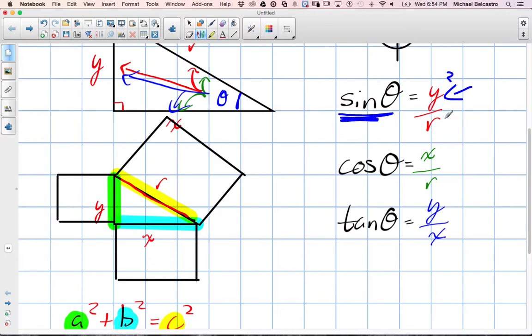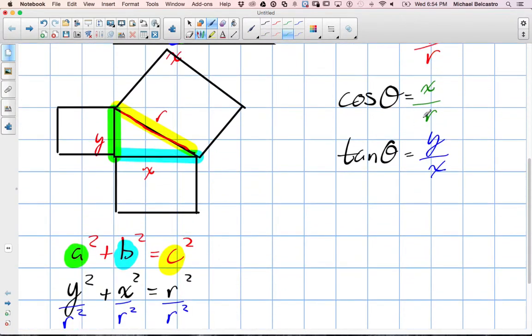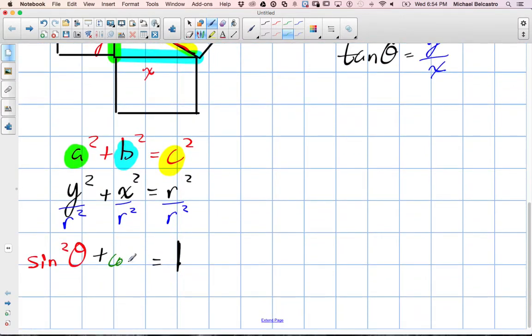The only thing is they've squared both, so we can square our identity also. So y over r can be replaced with sine squared theta, plus x over r. x over r reminds us of something also. x over r was our cos. The only difference is they're squared, so we square our cos, and we get cos squared theta.